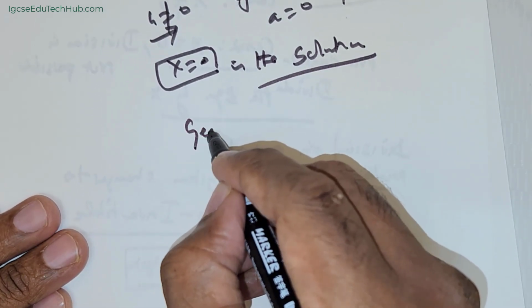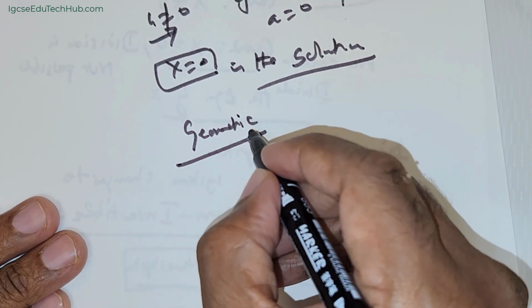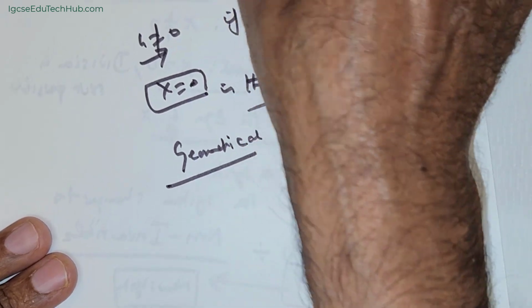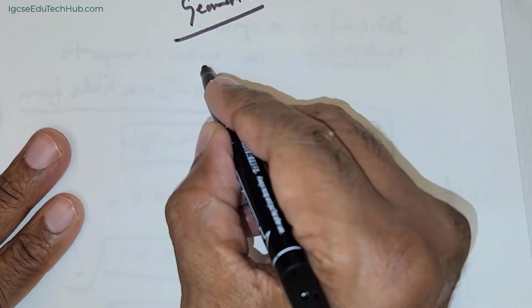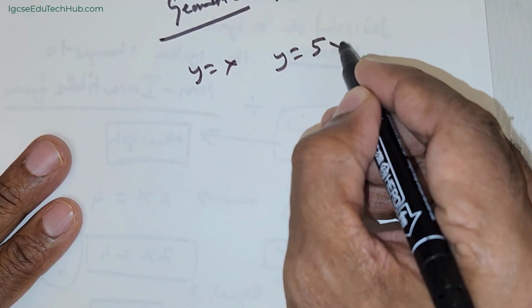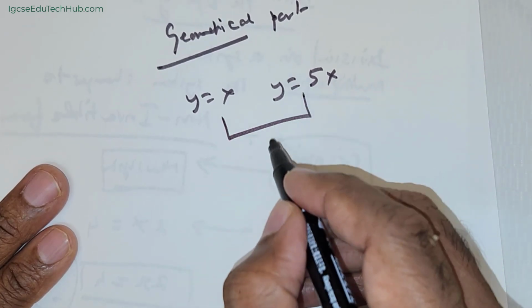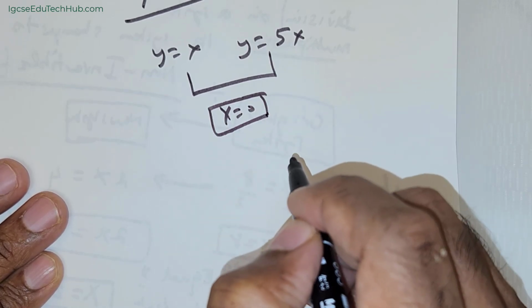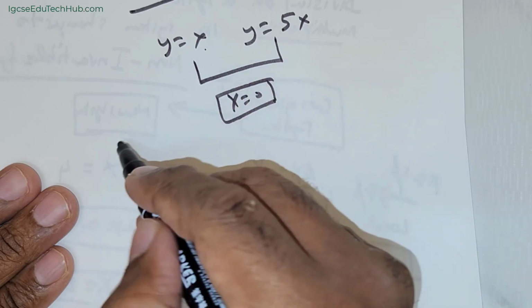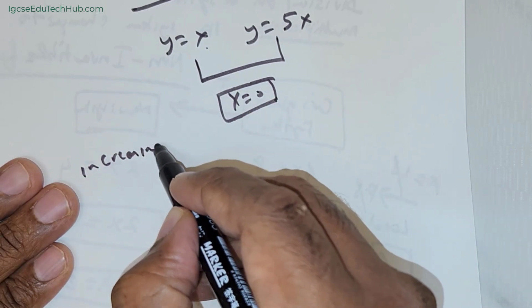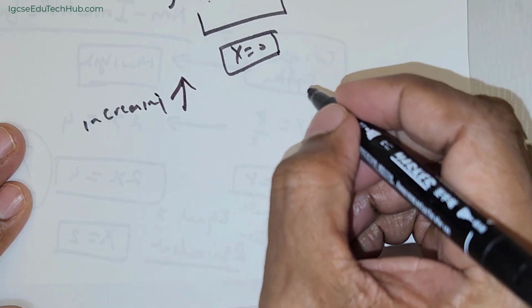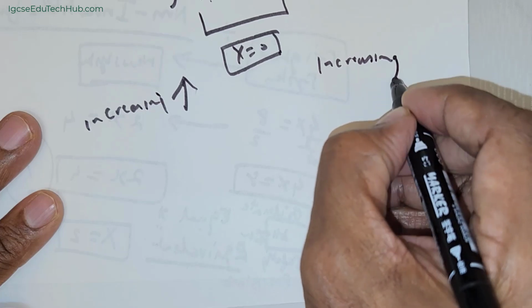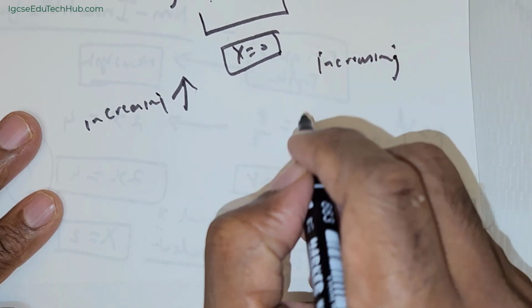Now let me give you the geometrical part. You take the line y is equal to x, and you take the line y is equal to 5x. The intersection of these two lines can only occur at x is equal to 0. Why? Because both of them are increasing. Y is equal to x is increasing, y is equal to 5x is also increasing. And if they have to intersect, they will intersect at just one point, and that point is x is equal to 0.